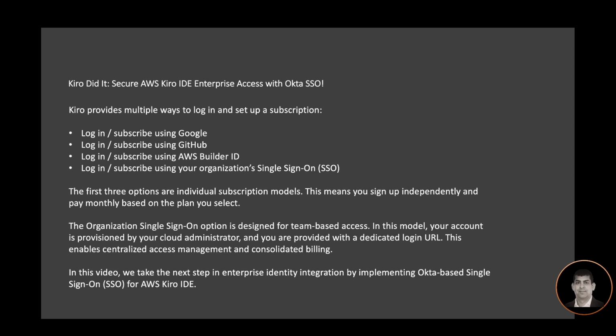The organization single sign-on option is designed for team-based access. In this model, your account is provisioned by your cloud administrator and you are provided with a dedicated login URL. This enables centralized access management and consolidated billing. In this video, we take the next step in enterprise identity integration by implementing Okta-based Single Sign-On for AWS Kiro IDE.